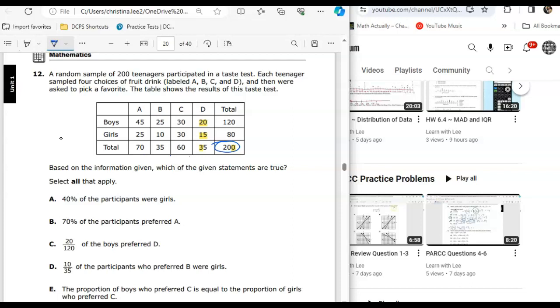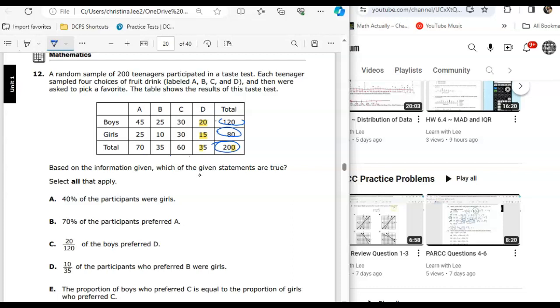So of the boys, 45 said they liked A, 25 said they liked B, 30 said they liked C, and 20 said they liked D. Right? Of the girls, 25 liked A, 10 liked B, 30 liked C, 15 liked D. And then you can see the total numbers, right? So 70 liked A, 35 liked B, 60 liked C, and 35 liked D, right? There were 120 boys rather, and 80 girls, okay?